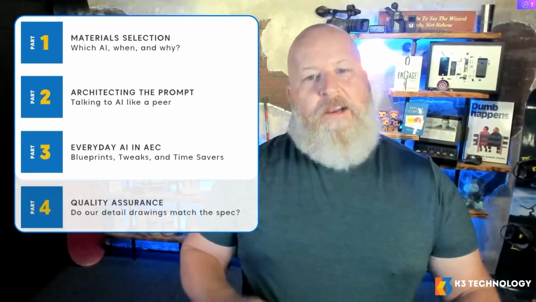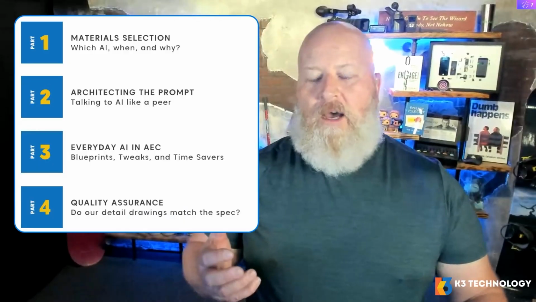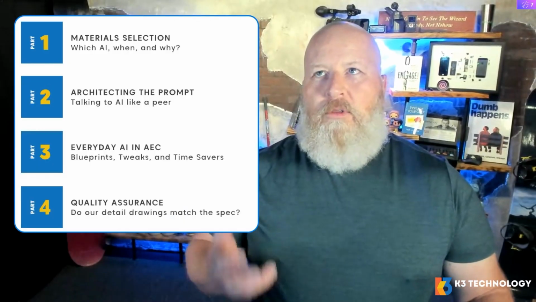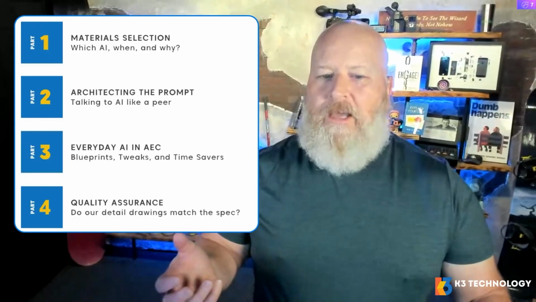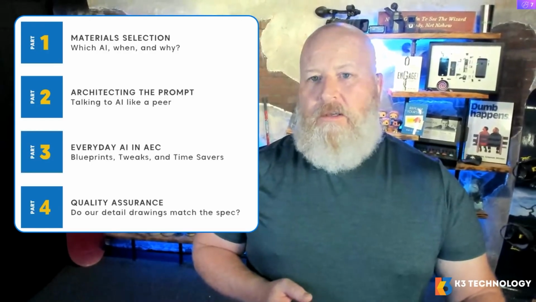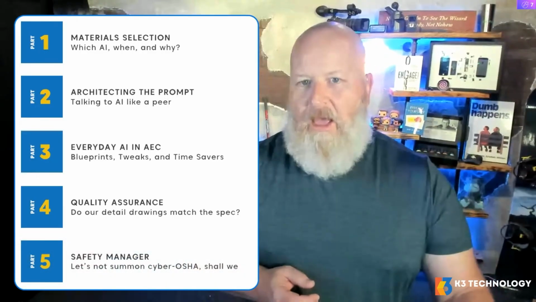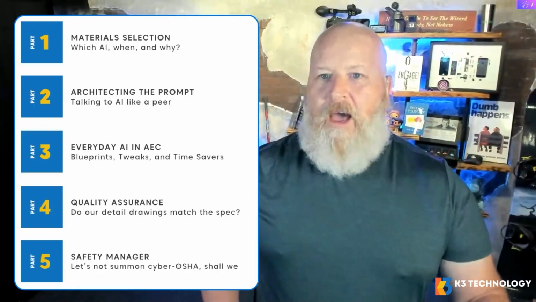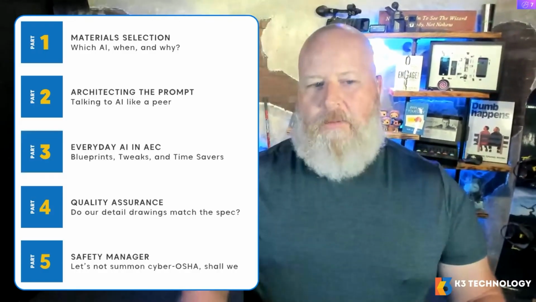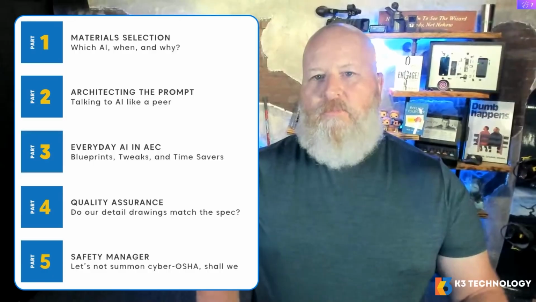Then we're going to jump into architecting a prompt and exactly what that looks like. Then we'll jump into using AI for everyday functions in AEC. And then we'll dive a little bit into quality assurance and figure out what happens when we prompt it and don't get the response that we want. And of course, no party would be complete if we didn't bring in the safety manager at the end and have a little conversation about being responsible with AI, which I know you've heard a million different times, but we're going to walk into what that means.